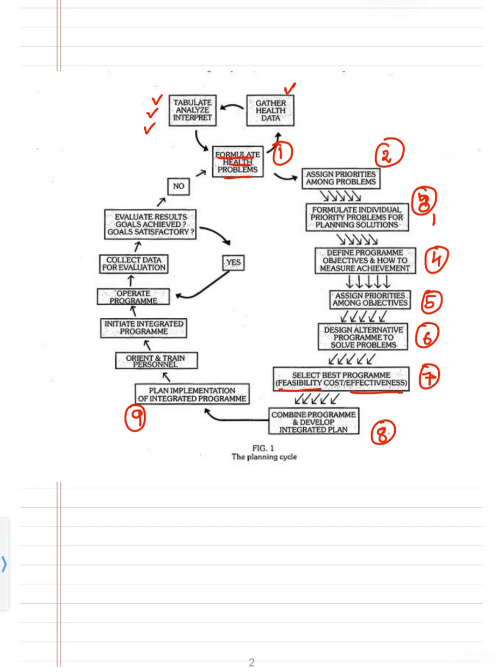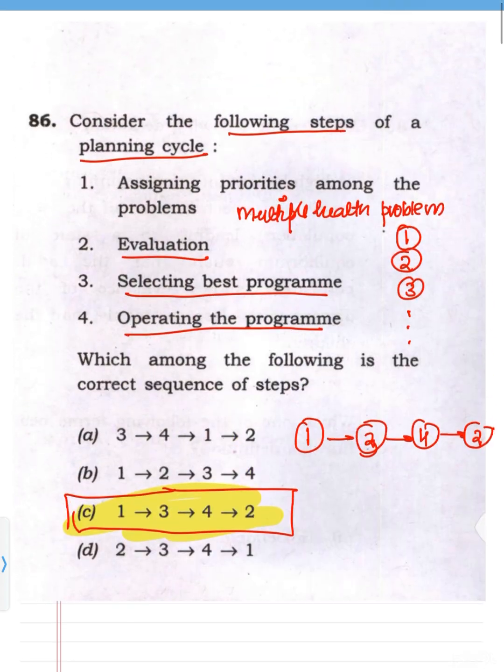Then we will implement the program. Then we will orient and train the personnel. And then we will initiate the integrated program. Then we will operate the program, collect data for evaluation, evaluate the results: goals achieved or not achieved, goal satisfactory or not. If yes, then we have to operate the program, collect data for evaluation, evaluate. So this cycle will go on. And if it is not achieved, then we have to formulate health problems again. So this was about the planning cycle, question number 86.